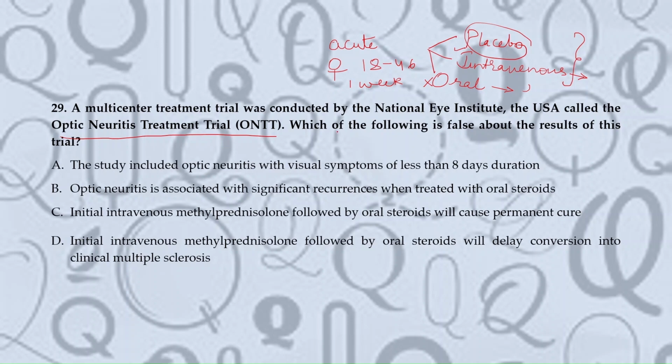So now let's see the question. Which of the following is false about the results of the trial? The study included optic neuritis with visual symptoms less than 8 days duration. Right? True. So this is true. Optic neuritis is associated with significant recurrences when treated with oral steroids. This is also true. Intravenous methylprednisolone followed by oral steroids will cause permanent cure. This is false. We still get recurrences, but the rate of recurrence is lesser in this group. Initial intravenous methylprednisolone followed by oral steroids will delay conversion into clinical multiple sclerosis. This is true. So the right answer here is C.